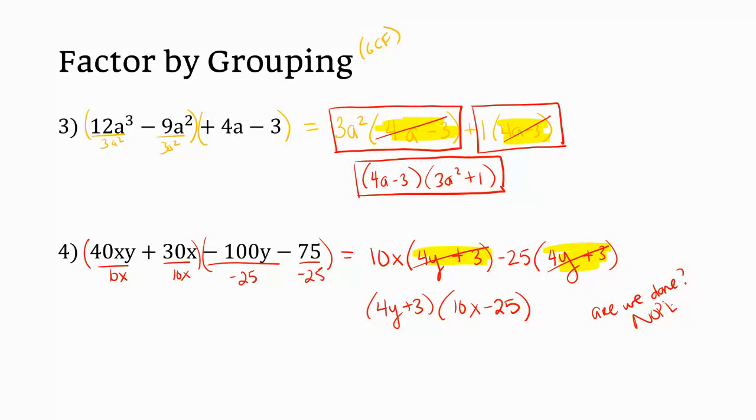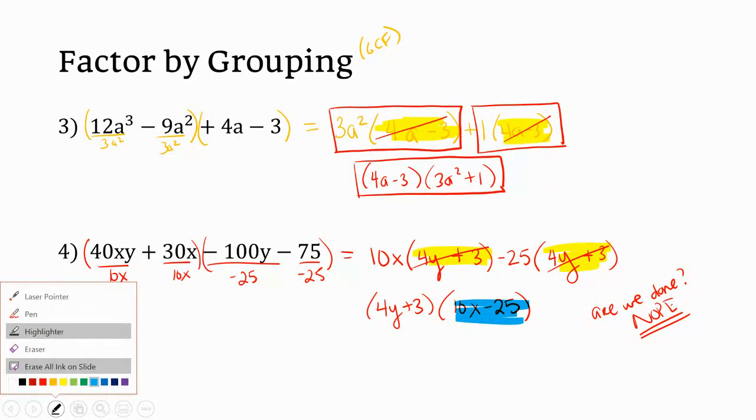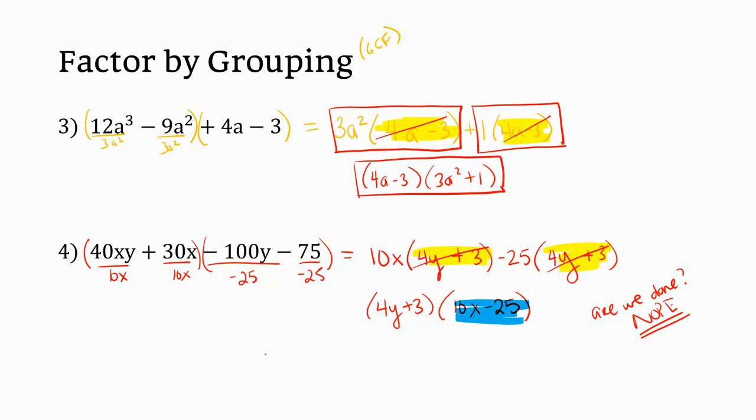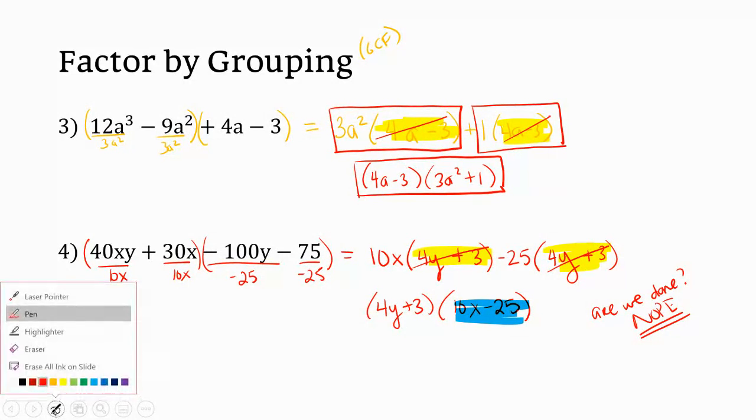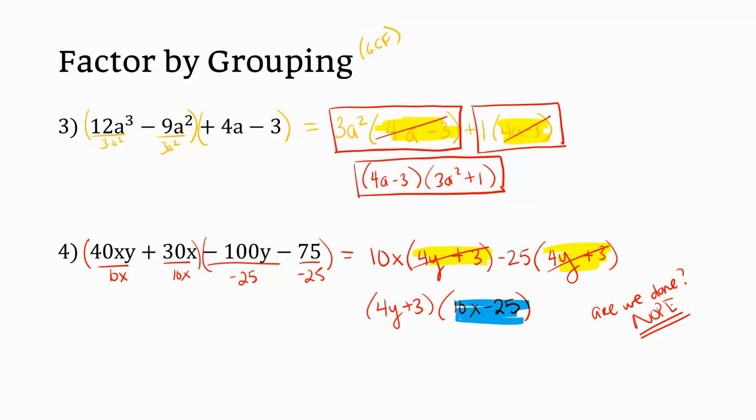Nope. I'm going to look at my answer and realize that I have not factored this completely. This term right here factors more, right? 10 and 25 have a common factor. What do 10 and 25 have in common? Well, I can divide them both by 5, right? So I'm going to factor out a 5, and then I've got 4y plus 3 and 2x minus 5.